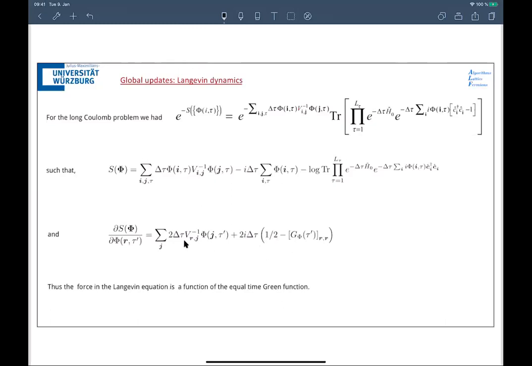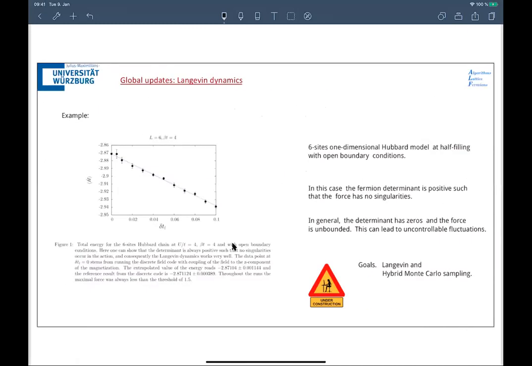So we can try this code, and it's actually extremely hard to make it work efficiently. And the reason is the following. Let me first give you an example and then discuss why we are still working on this and where the problems are. I'll take a step back. We have here chosen a very specific model. It's a 6-site one-dimensional Hubbard model at half-filling with open boundary conditions.